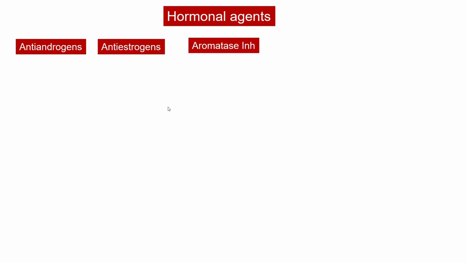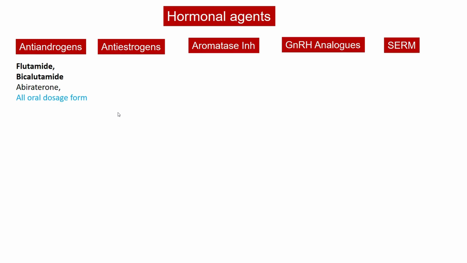So let's look at what the classes of drugs are. They include anti-androgens, anti-estrogens, aromatase inhibitors, GnRH, gonadotropin releasing hormone analogs, and SERM. SERM stands for selective estrogen receptor modulators. These are the classes of drugs that fall under hormonal agents. Let's look at each class. Anti-androgens, the best examples are flutamide and bicalutamide. Bicalutamide can be big in the exams, and these drugs come in oral dosage form.